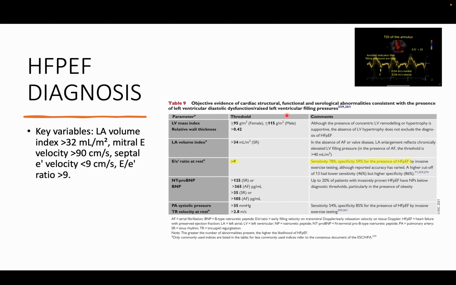So these are the markers you can see in the 2D echo to label it as heart failure with preserved ejection fraction. The most common thing is E by E prime more than 9 and left atrial volume more than 32 ml per meter square.